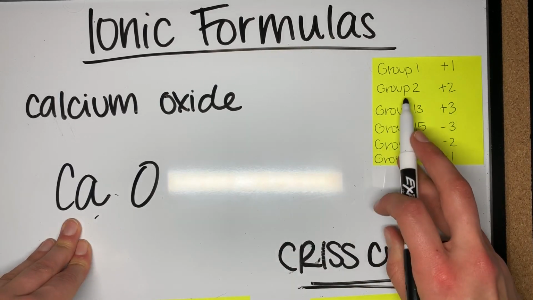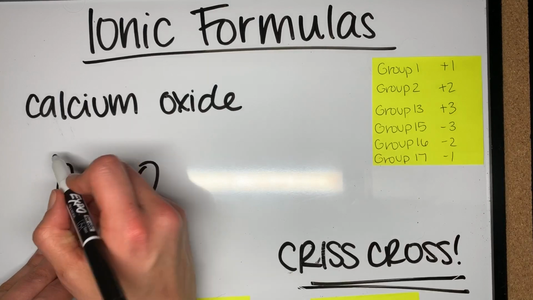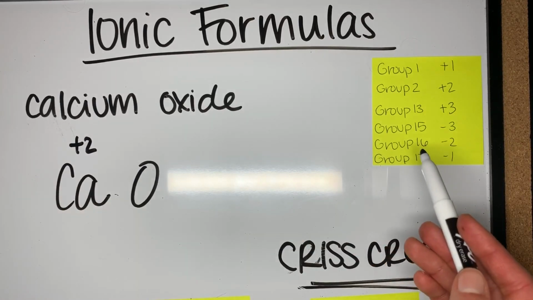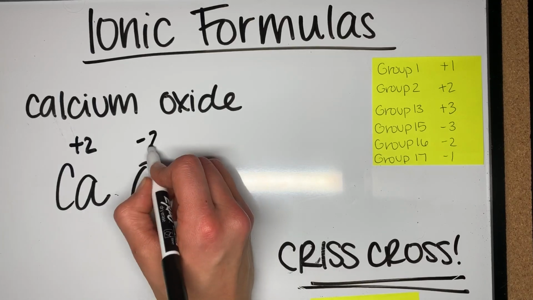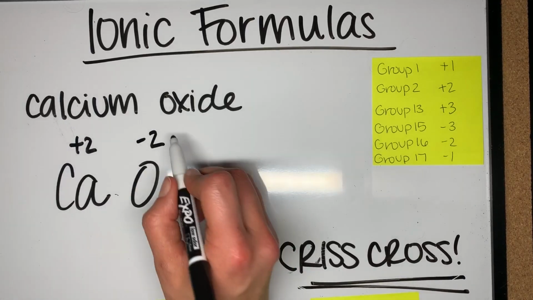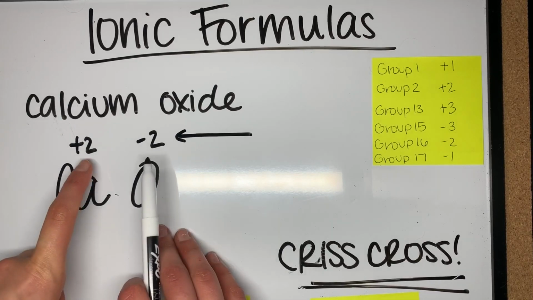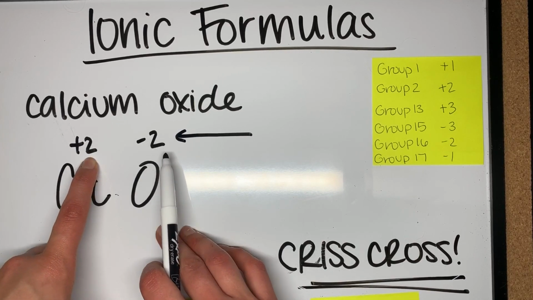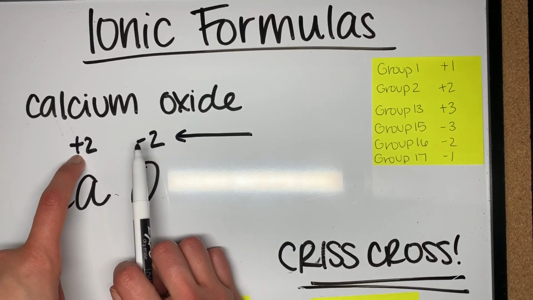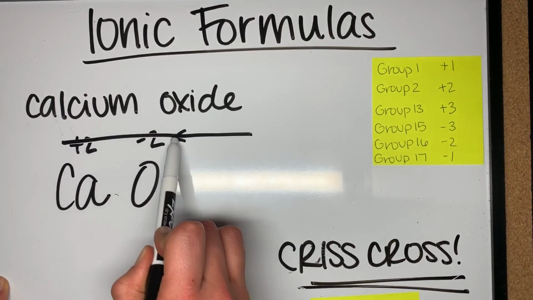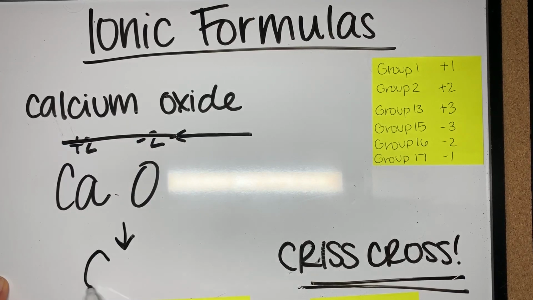Calcium can be found in group 2, which gives it a +2 charge. Oxygen is in group 16, which gives it a -2 charge. Again, these are equal and opposite. Equal because they're both 2's, opposite because one is a positive and one is a negative charge. When that is the case, they cancel out, leaving you with no subscripts and the formula CaO.